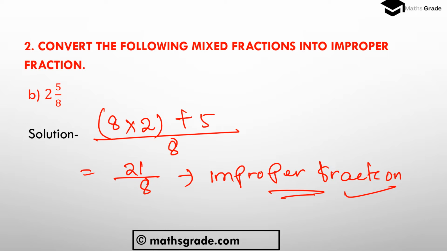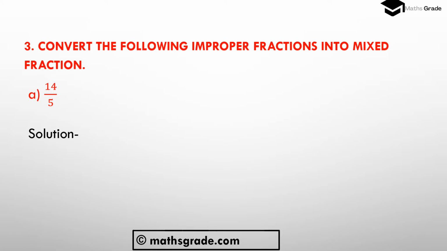So converting 2 5/8, this is the mixed fraction, into an improper fraction, we got 21/8, and 21/8 is an improper fraction. Now question number 3: convert the following improper fractions into mixed fractions. In question number 2 we solved converting mixed fractions into improper fractions, but here in question number 3 we have to convert improper fractions into mixed fractions.